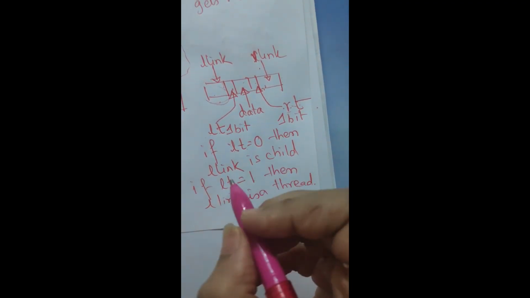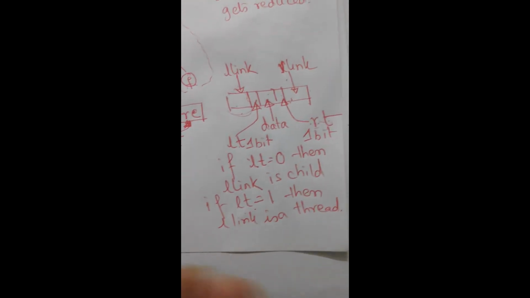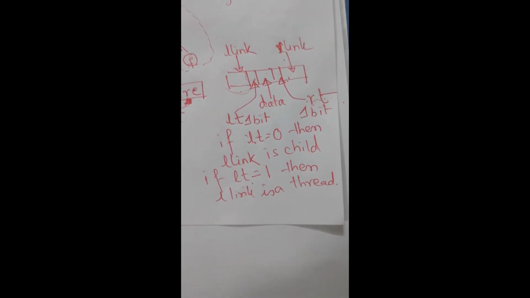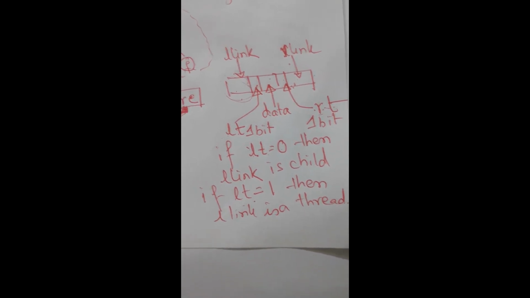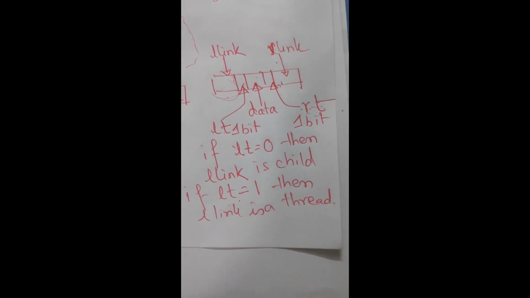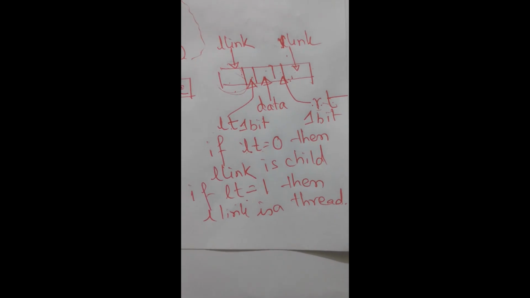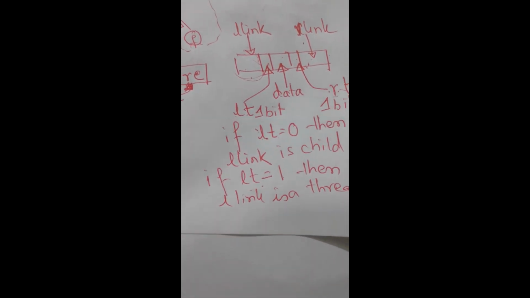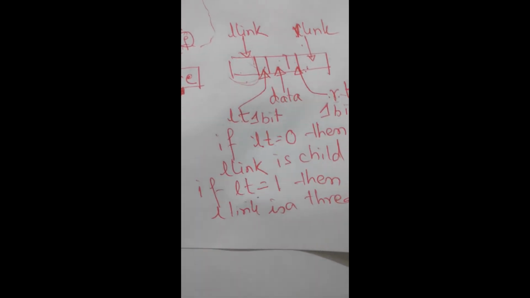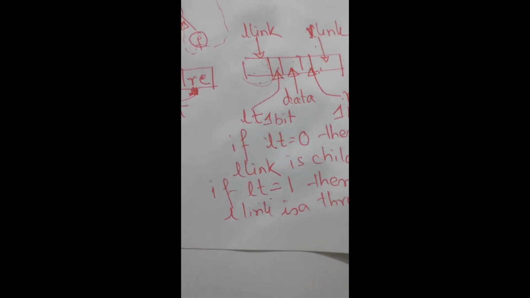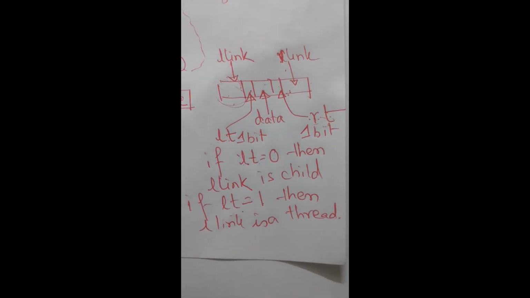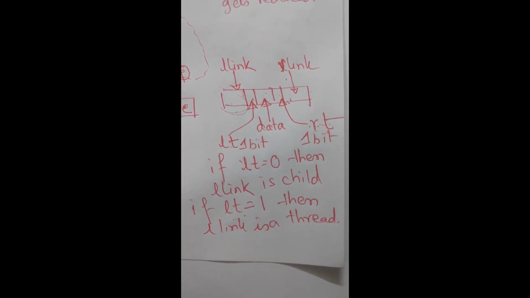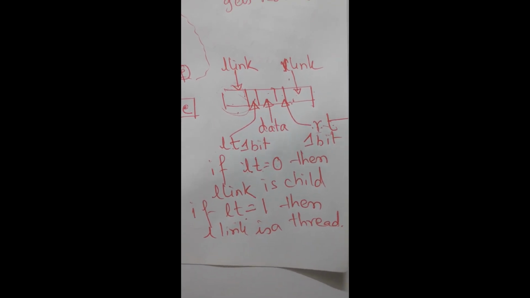Again, for clarification, whenever you are storing the address of a child, you have to make LT or RT 0. When the R link and L link point at threads, then you have to make LT and RT 1, just to show that these are threads and not child links. Correct? So that is all that we need to know about the threaded binary tree.